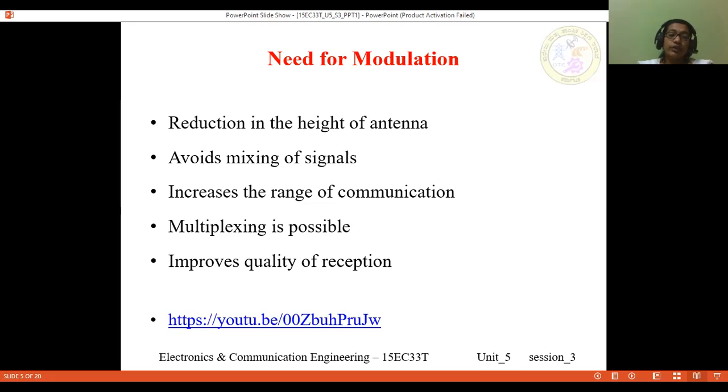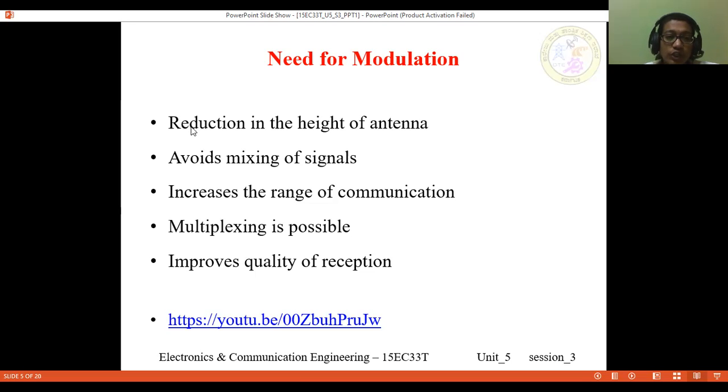Then we can discuss what the need for modulation is. Why do we have to go for modulation? As I discussed in the beginning of the session, we cannot transmit a baseband signal over a long distance. So we have to go for modulation by superimposing the high frequency carrier signal with the message signal. It has some advantages of modulation. Let us go through the need for modulation.